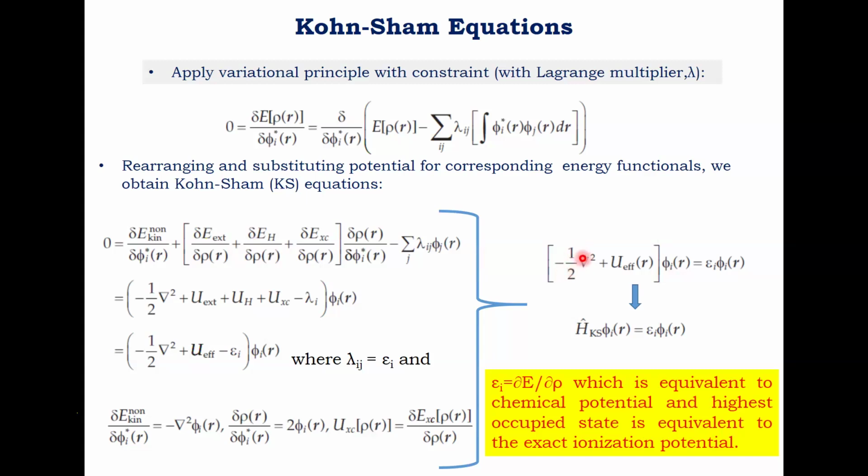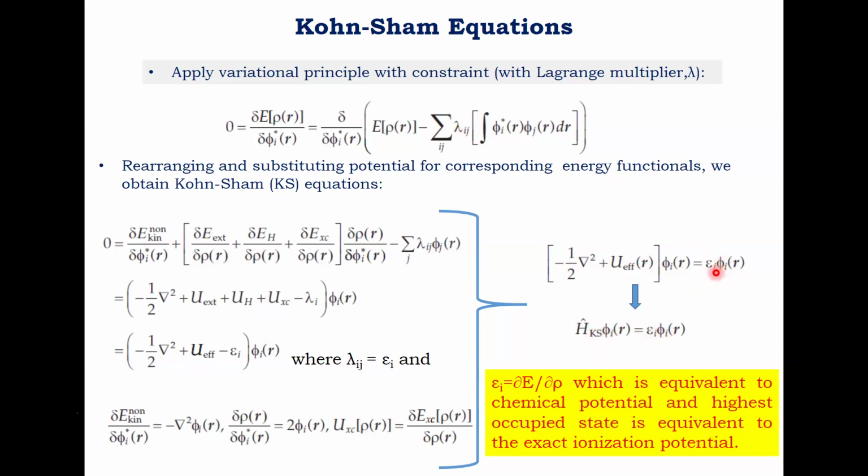The first part is the kinetic energy part. The second part is the effective potential, and epsilon i, which were basically the lambda i's. Lambda i's were the Lagrange multipliers in that variational minimization procedure. These epsilon i's are now the energy eigenvalues, and this equation is called the Kohn-Sham equation, H_KS psi equal to E psi kind of equation.